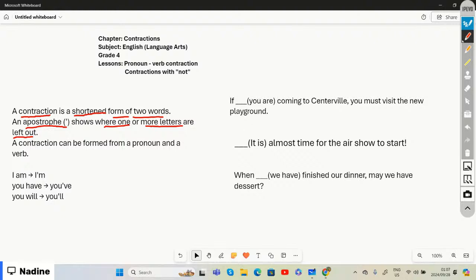And when we look at a contraction, it can be formed from a pronoun. Remember, a pronoun takes the place of a noun. So it can be formed from a pronoun as well as a verb. And let's look at a few examples of contractions.